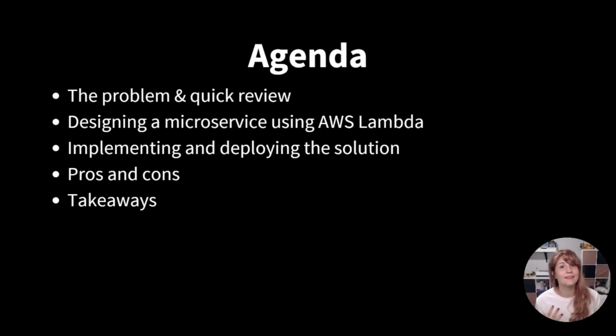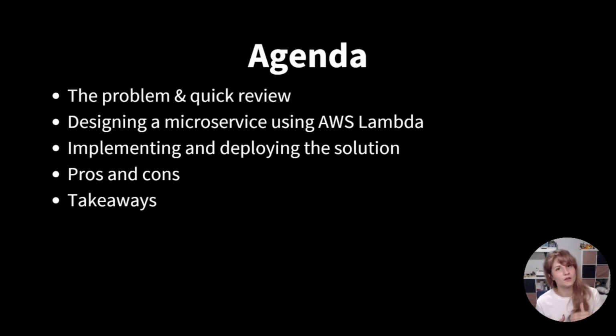So let's first break down what this video is going to contain. We're first going to learn about the problem that we're trying to solve, which is why we are designing this microservice. And then we're going to do a quick review of event-based architecture and AWS Lambda. It's a very fast review, but this video is broken up into sections. So if you don't want to watch this part, you can just skip right ahead to designing the microservice.